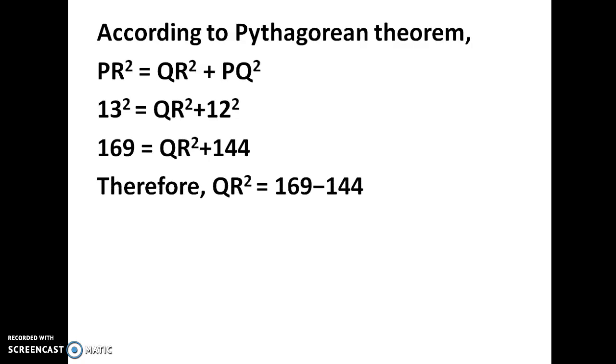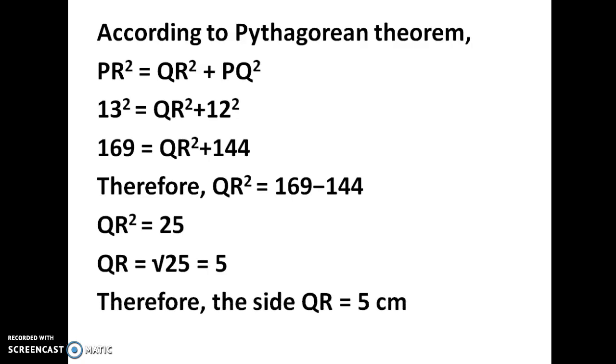Now we want QR. So bring 144 to the other side of equal to. So you will get 169 minus 144. So QR square is 25. Okay, we want QR. So take root of 25. So root of 25 is 5. Okay, so QR length is 5 centimeter.